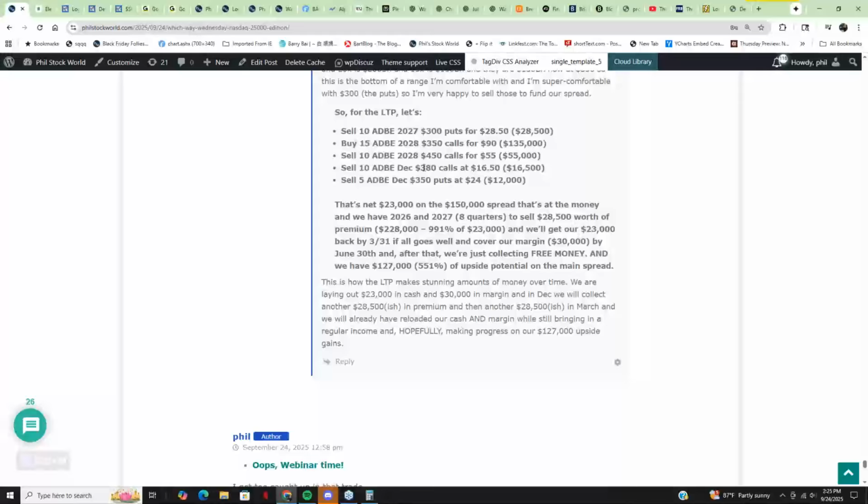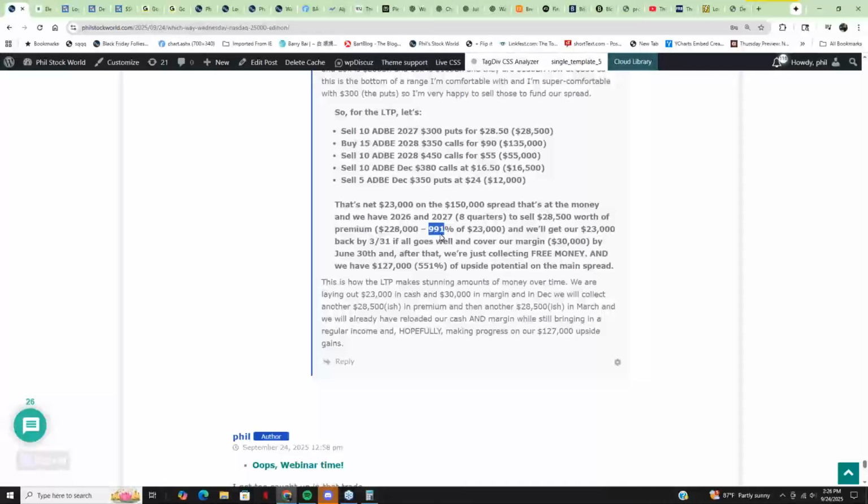Sorry, these $300 puts. I'm putting my arrow over here, and we're selling the 350 puts, which are at the money, for 24, and I can roll those on forever, as you know. So we're collecting $28,000 on this, all 100% out of the money premium for 3 months. So if we sell $28,000 8 times next year, that's $228,000, and that is 991% of $23,000.